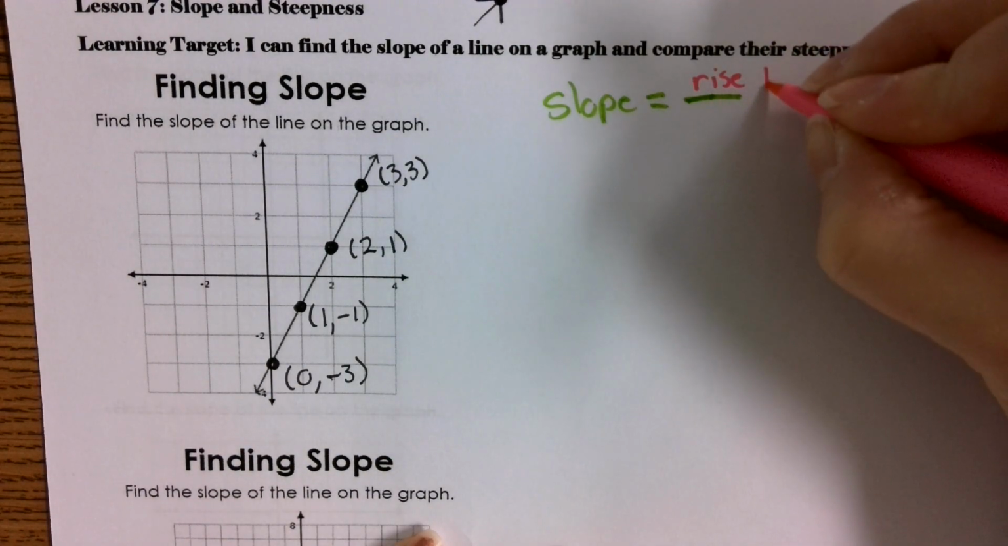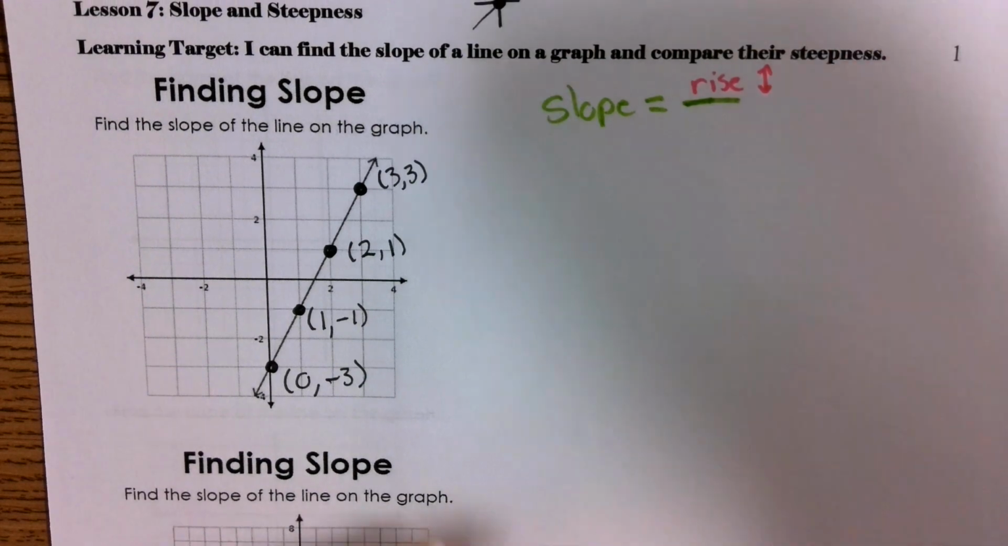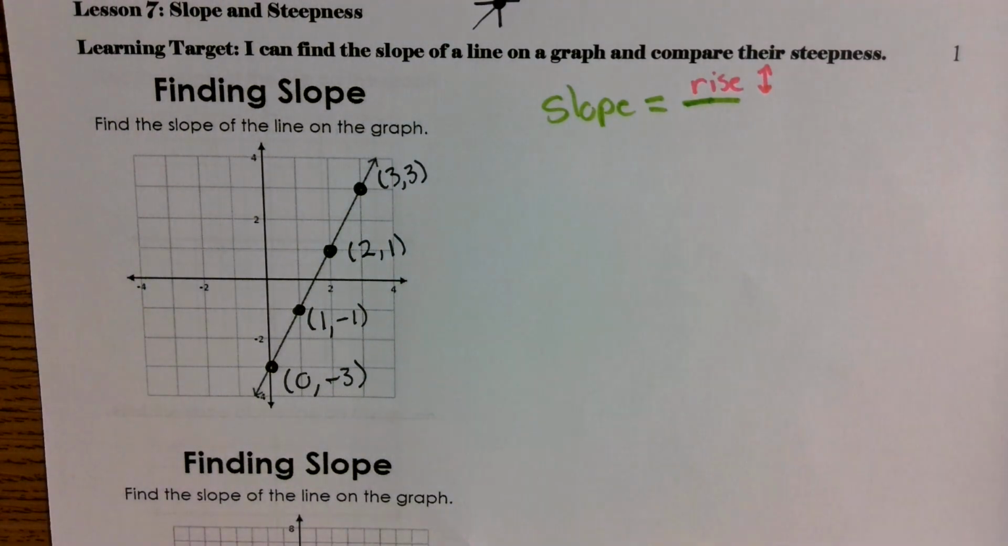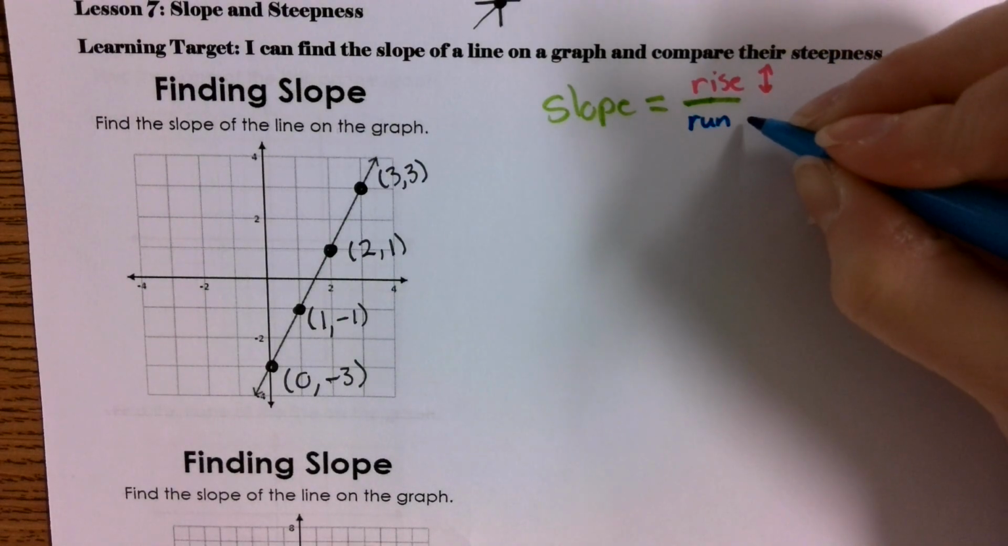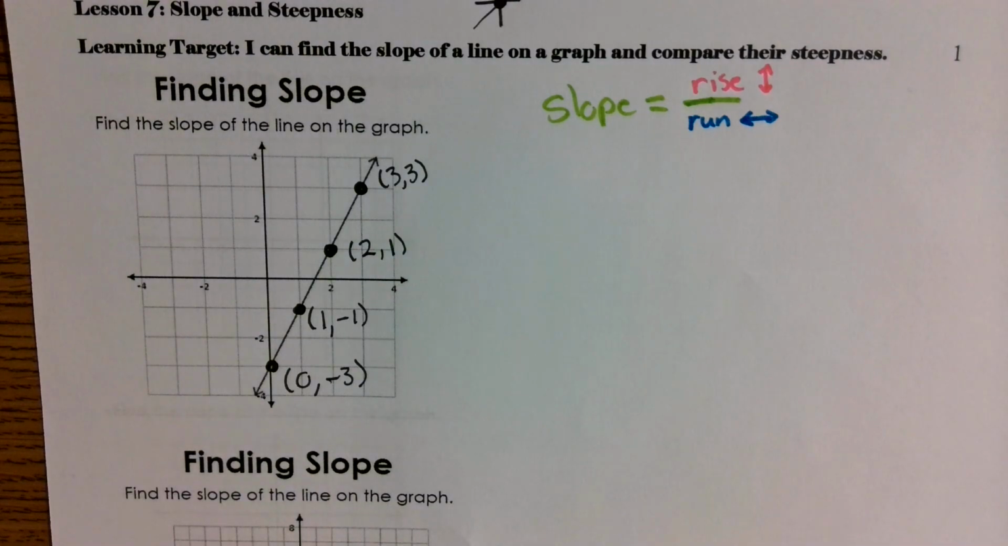And think, rise is what goes up or goes down. Okay, and then our run is going to go on the bottom. It's the values that are going to go left and right.